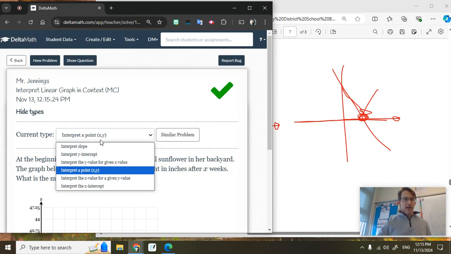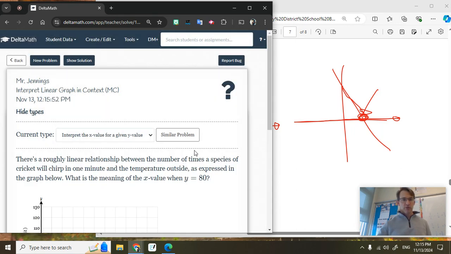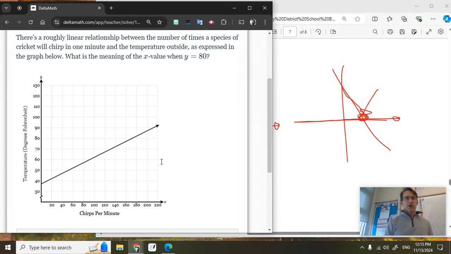Good. And now let's take a look at x value for a given y value. So here we have a linear relationship between the number of times a species of cricket will chirp in 1 minute. So here's chirps per minute, here is the temperature. It's very interesting that they've set this up where the independent variable is chirps per minute and the dependent variable is temperature. I would flip those. I would think that temperature is independent and it determines the number of chirps per minute. But whatever, that's not what we're testing here.